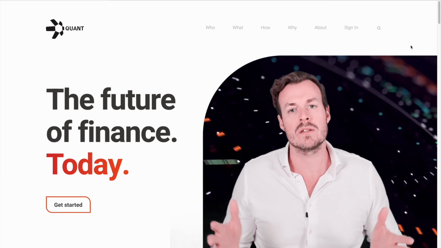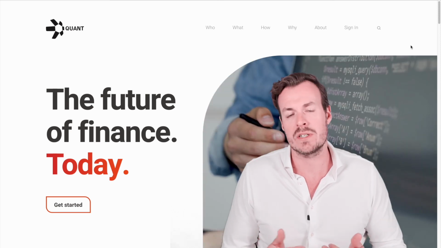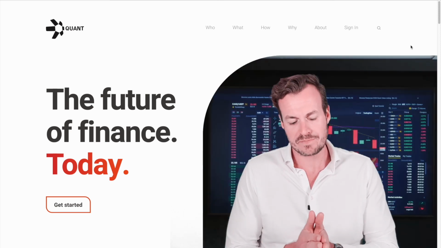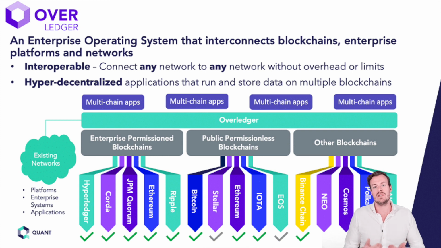Let's talk about Quant Network and what is the essence, what is the why behind the company. To keep it short, I think the easiest way to explain it is it's not a blockchain. Quant Network is not a blockchain such as Bitcoin, Ethereum, Polkadot, Cardano, Avalanche, Solana, you name it. It's a utility token, Quant, QNT, and it's something like an operating system, which they call Overledger.